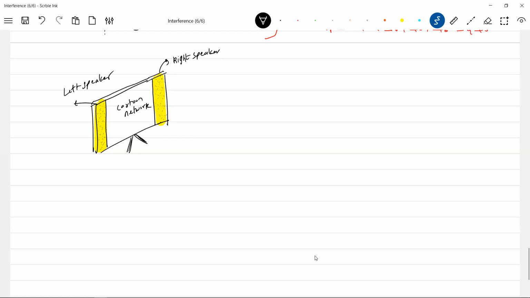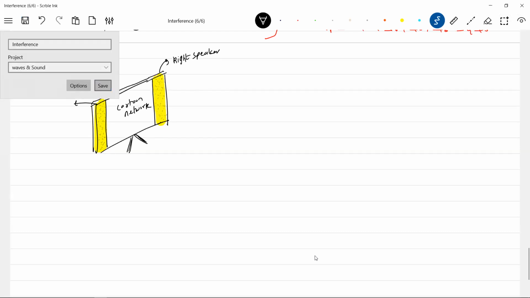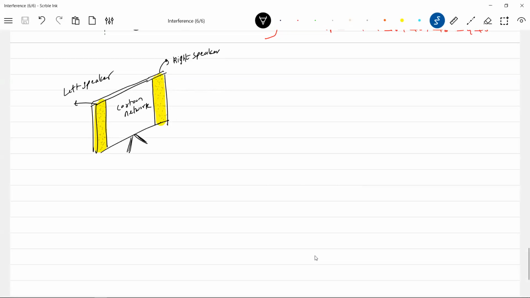Okay, now this is everything. Let's assume it is kept on a floor. Now this will be the left speaker and the right speaker. They are like a source of sound. So if we get any constructive interference points, let the intensity be I naught.